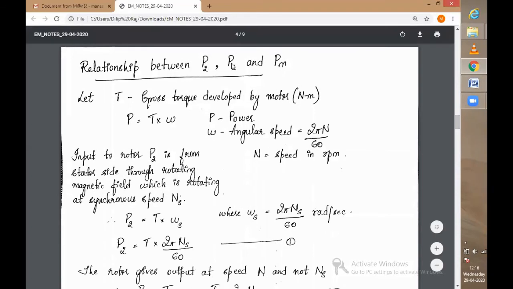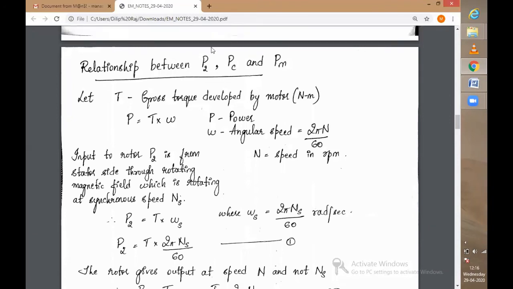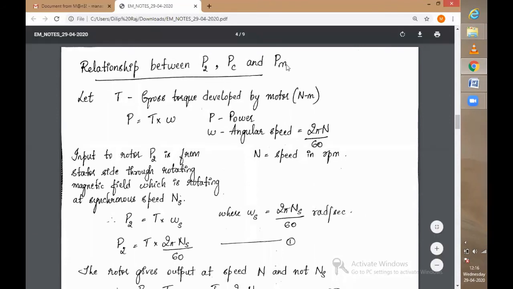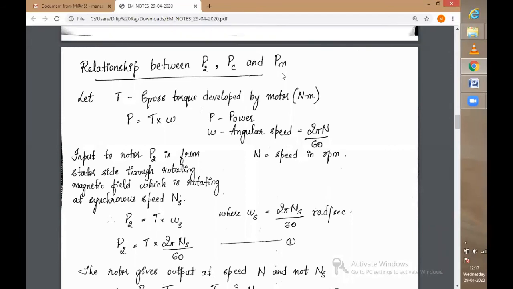P2 is the rotor input, PC is the rotor copper loss, PM is the mechanical power developed by the rotor or the rotor output. So all these powers are with respect to the rotor, and we are trying to obtain a relation or interlink all of these powers through one term, that is slip. Let us see how it can be done.